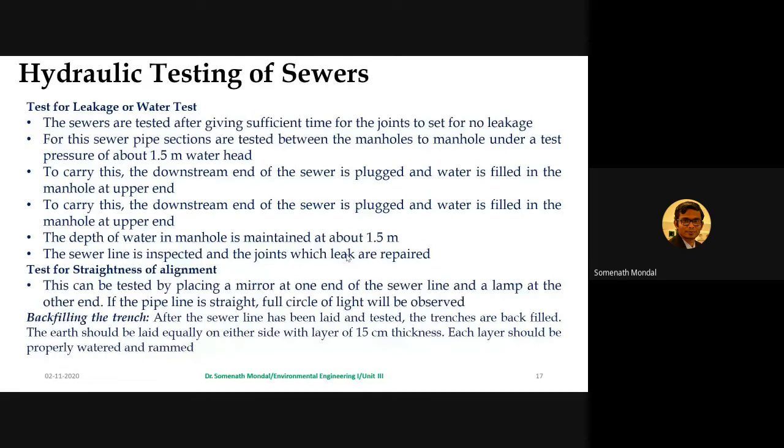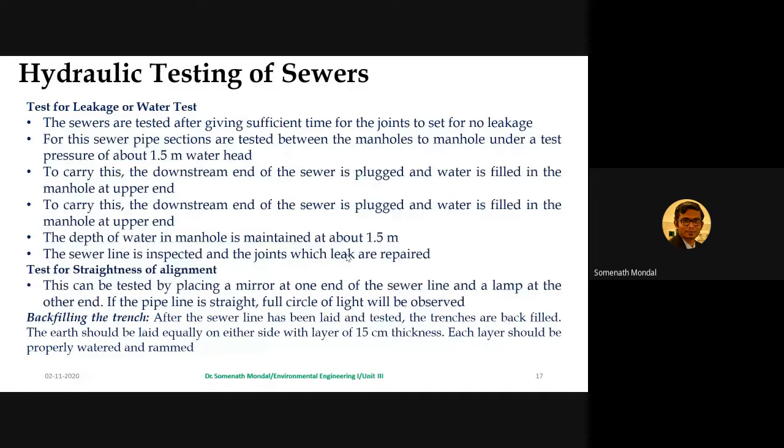Next comes the hydraulic testing of sewers. This is very important. By doing this testing, we can ensure several things. One is watertight joints, whether the joints which this particular sewer consists of are watertight or not. Next is whether they are in proper alignment and straightness or not. That part can also be understood by doing this test.